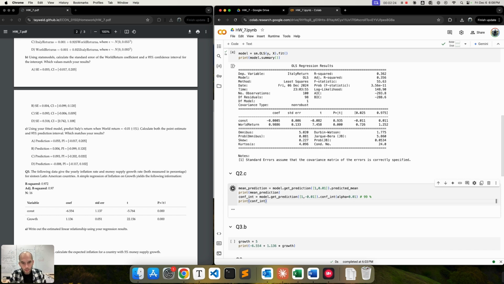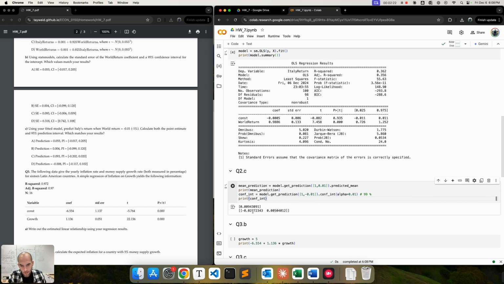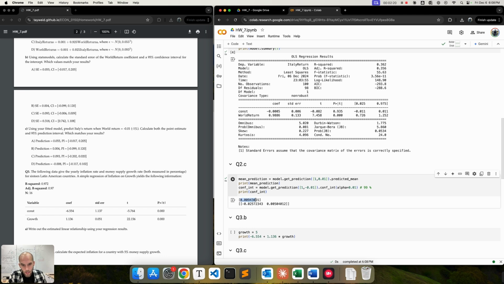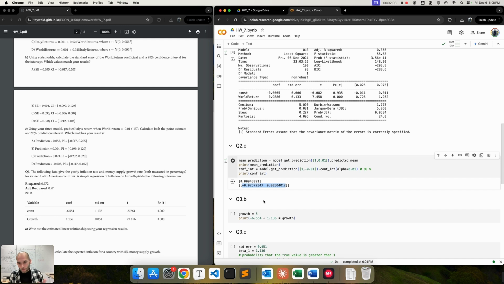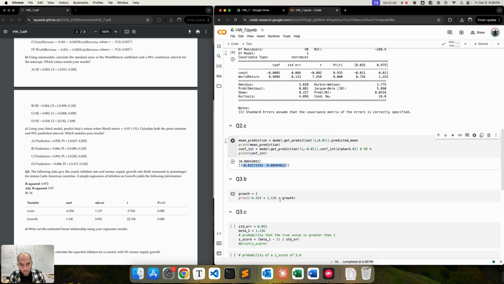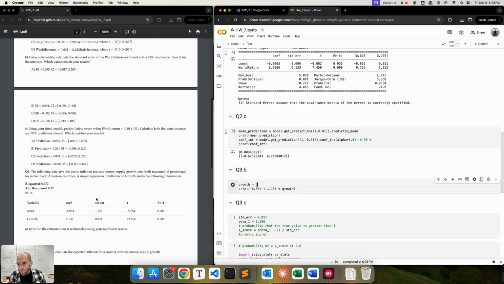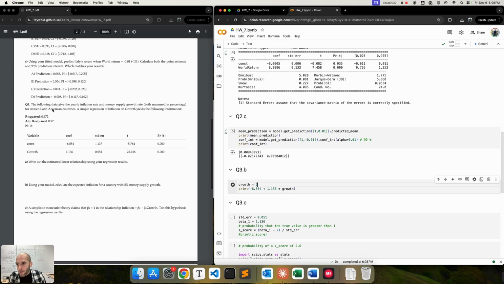Okay, and then we'll just spit these out, and it gives us these things. So this is the predicted value. We've built this model, and now we can make a prediction using that model. And then we can talk about the range, the confidence interval around that model. Okay, nice. So question 3, we have this data.